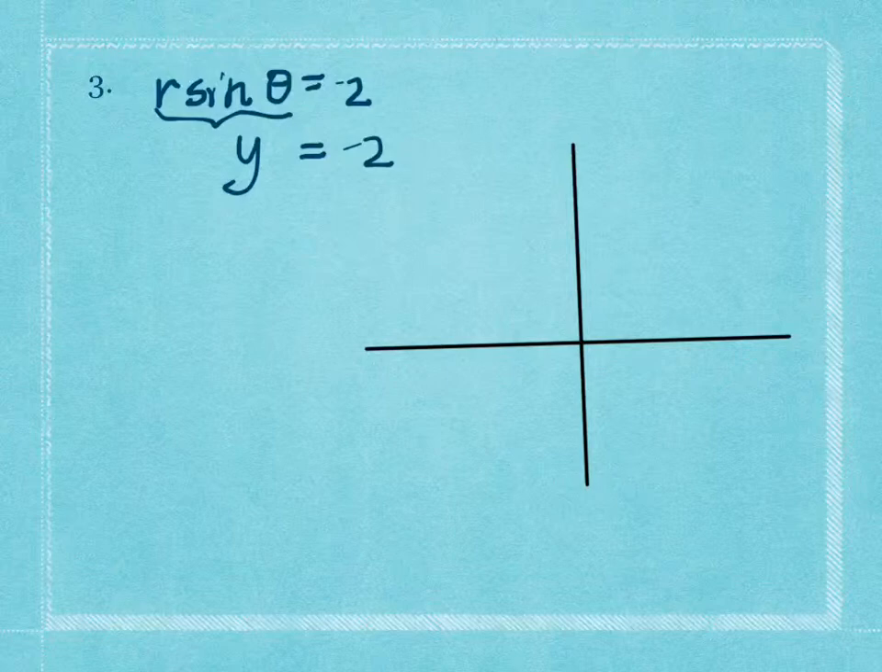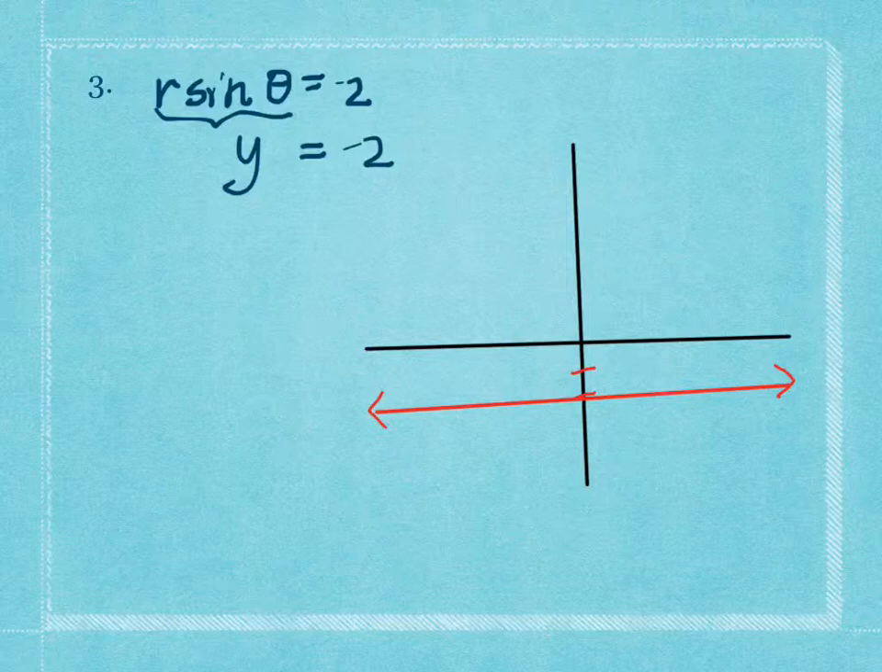y equals negative 2 means I take the axes, and I go down 2, and I draw a horizontal line. It doesn't look very horizontal, but pretend with me for a moment. That's y equals negative 2. Now let's go back and make sure it made sense with the theorem. Did the theorem in fact say that? So if you go back up here, this is supposed to be r sine of theta, which is section A. Is it a horizontal line?